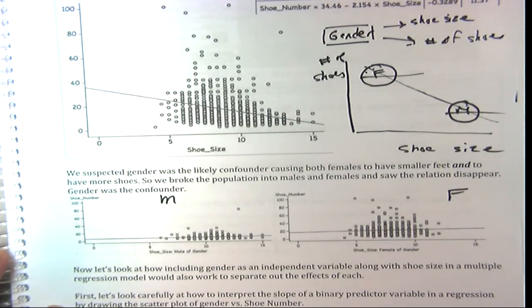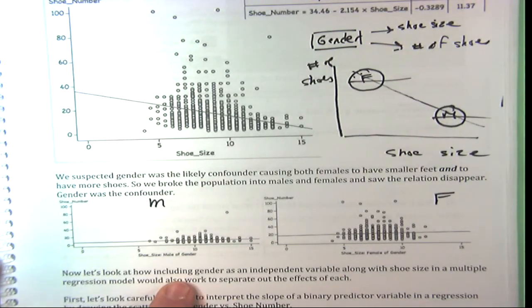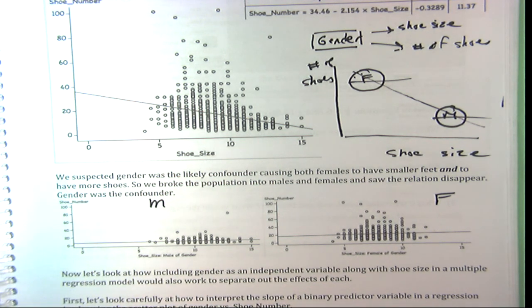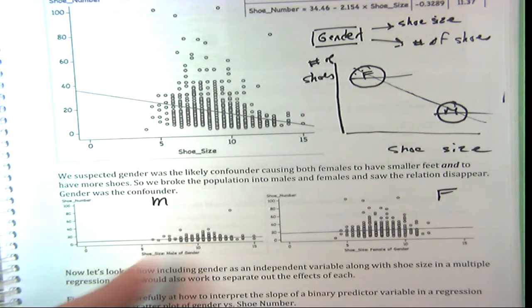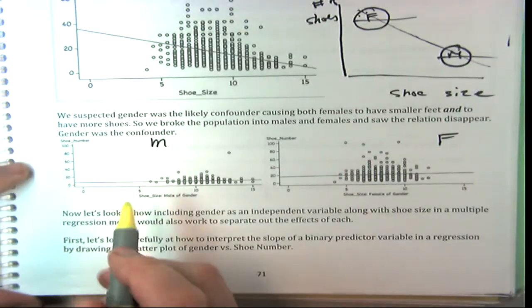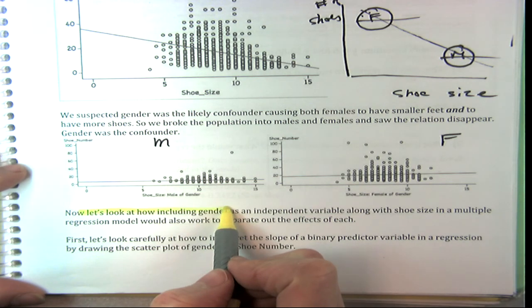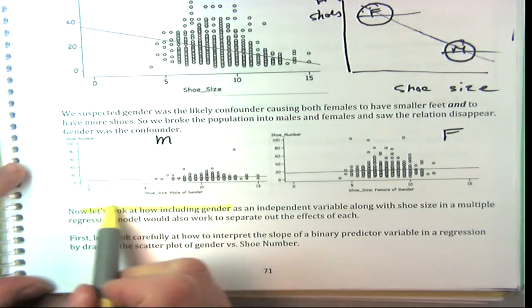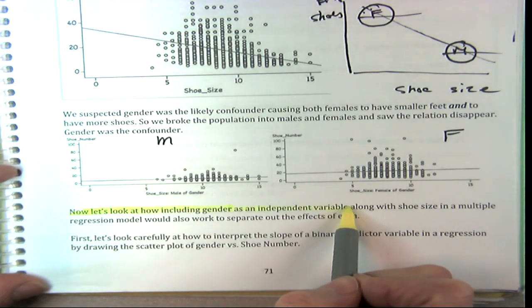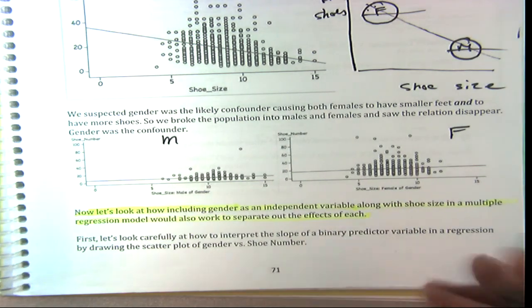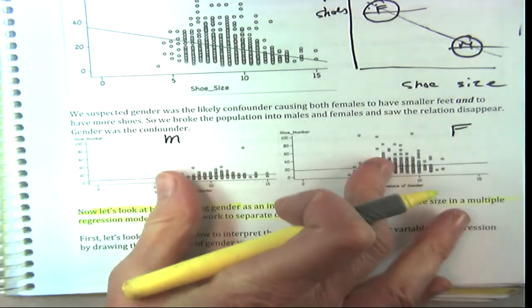All right. Now we're going to look at how including gender works. You see how it looks when you stratify. Well, instead of having two separate stratifications like this, we can include gender as a predictor variable along with the shoe size in a multiple regression, and that will do a very similar thing as this.